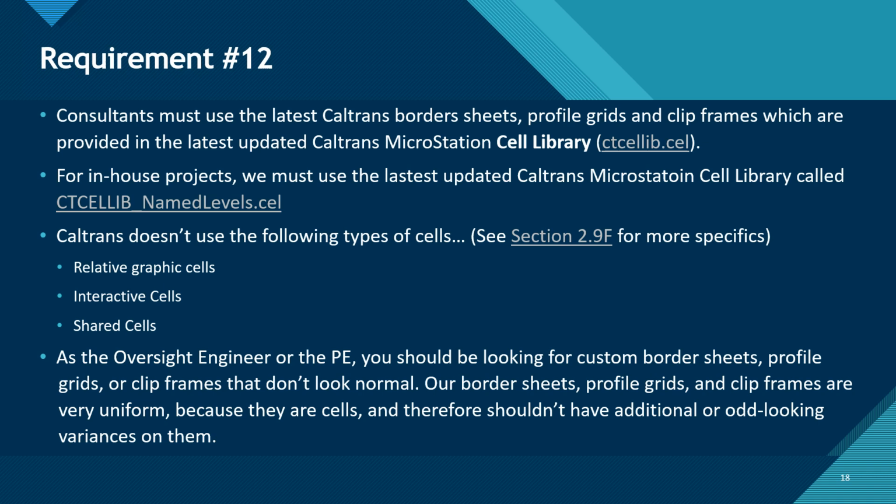As the Oversight Engineer or the PE, you should be looking for custom border sheets, profile grids, or clip frames that don't look normal. Our border sheets, profile grids, and clip frames are very uniform because they are cells, and therefore they shouldn't have any additional or odd-looking variances on them.